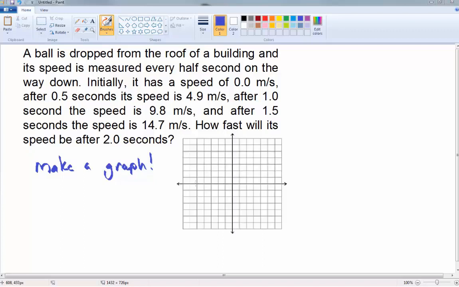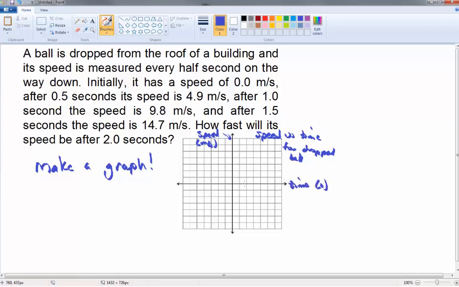So here's our graph paper. We're going to need to basically come up with a scale to go with this graph. So this graph could be basically a speed versus time for a dropped ball. So this axis right here would be the speed in meters per second. This is the time in seconds.